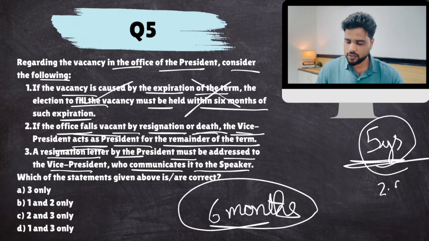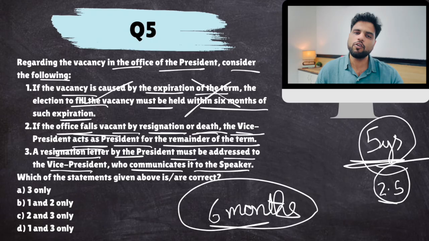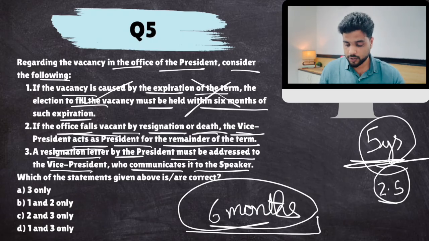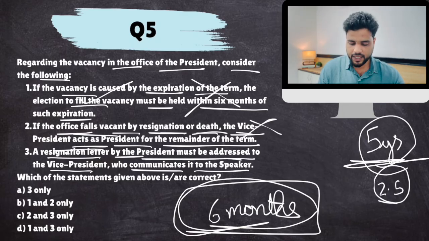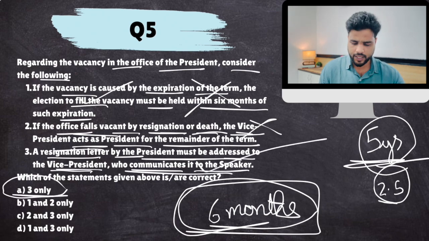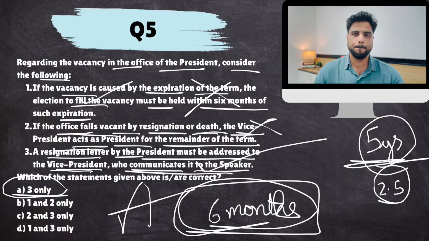The vice president shall not remain president for the remainder of the term, which means that if the president dies in the second year, the vice president shall serve as president for another 2.5 years. That is not the case. He will only serve as president for 6 months, and within 6 months, new elections for the new president should be conducted. So this is also false. But yes, the procedure for resigning is that the president must address the resignation to vice president, who communicates it to the speaker. This part is absolutely correct. So the answer would come out to be A.